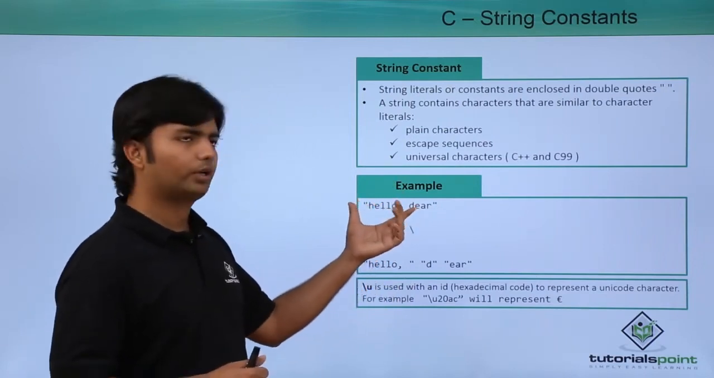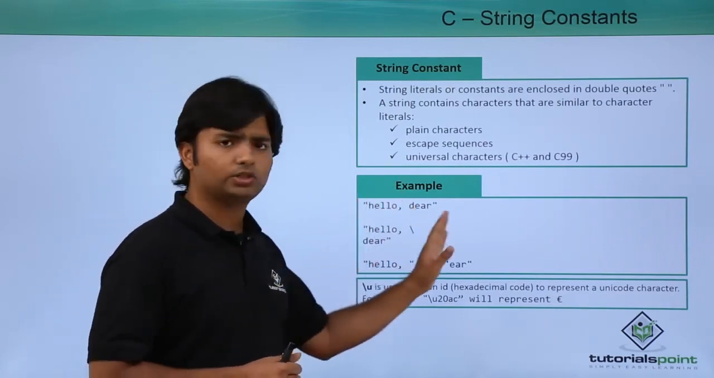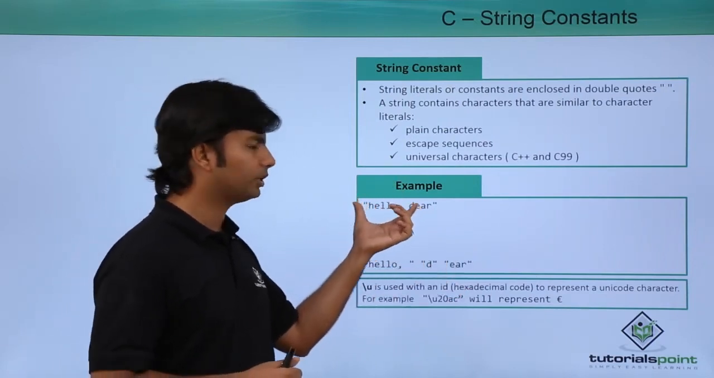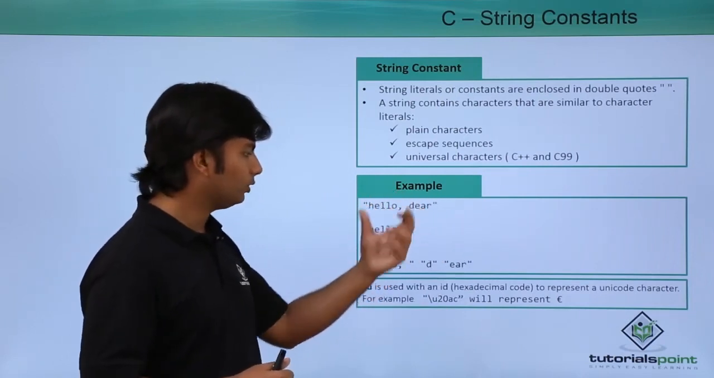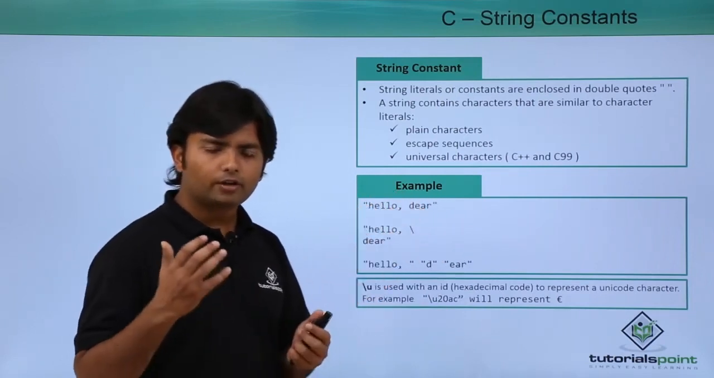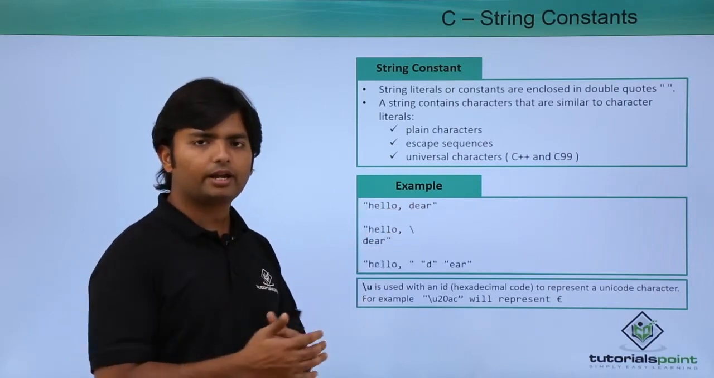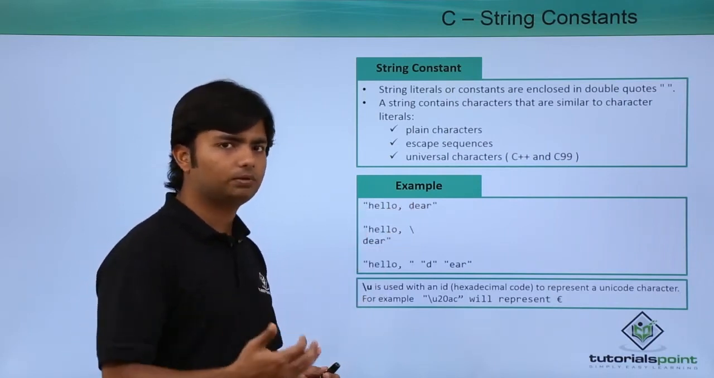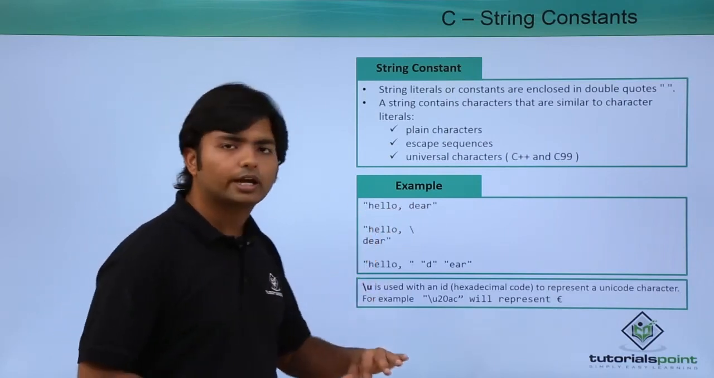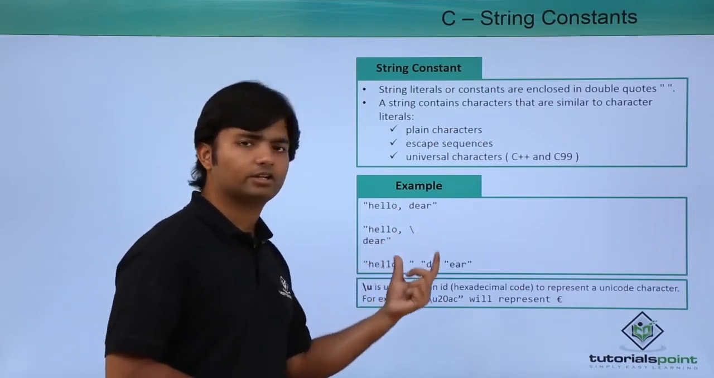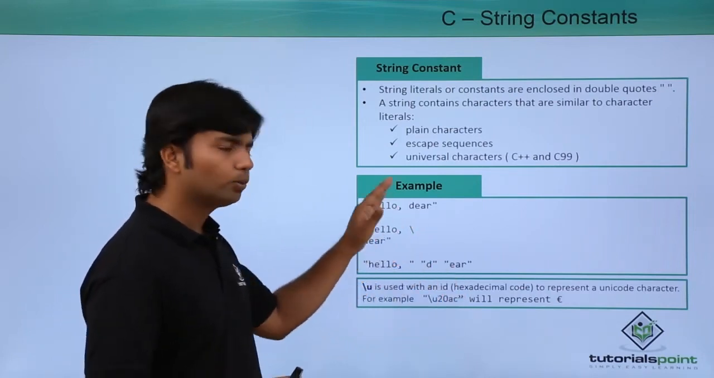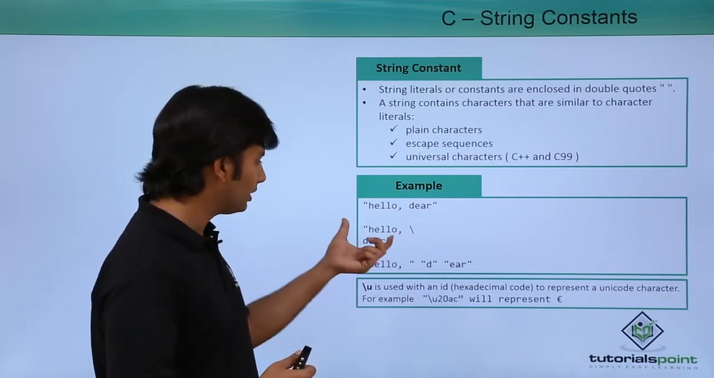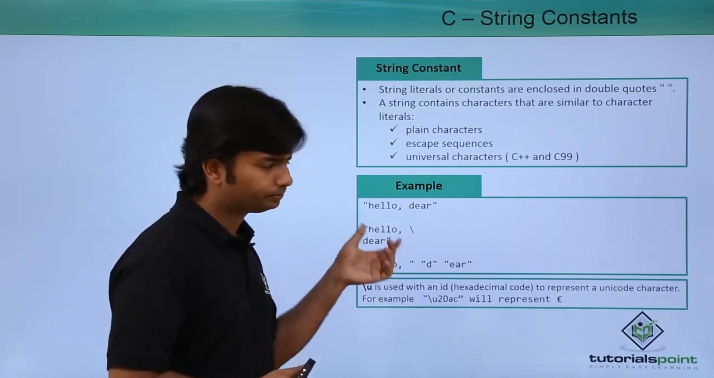Like here, if I want to print something like hello dear, what can I do? I can put it in a straight line like hello dear. Or if I have a big value and I want to split it into multiple lines, I can continue that by putting a backslash. So this backslash will bring continuity in the value which you have written.